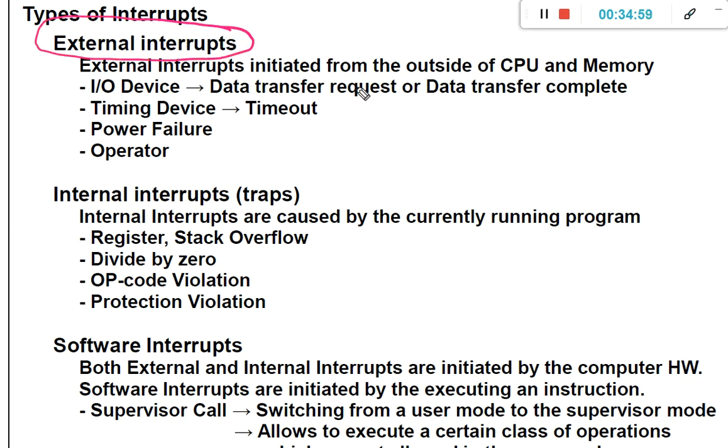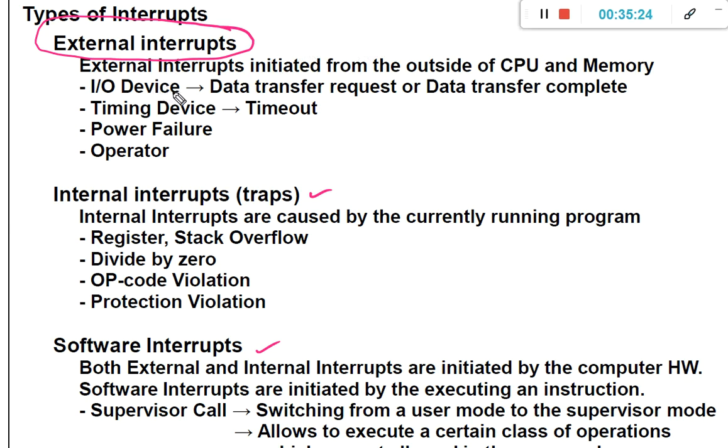Now we are going to bifurcate the interrupts. There are three different types of interrupts: external interrupts, internal interrupts, as well as software interrupts. Whatever interrupts we have seen previously are external interrupts. External interrupts are those generated by the input output devices.